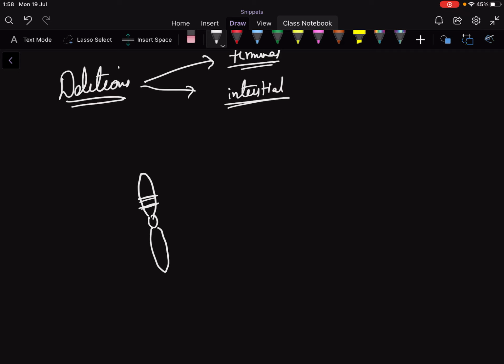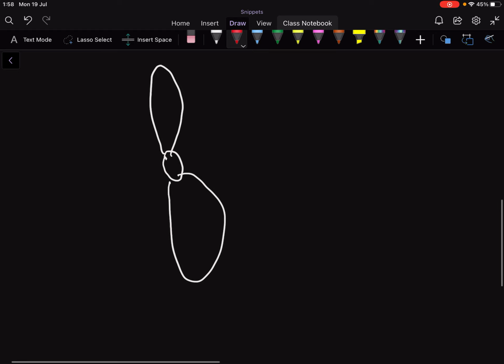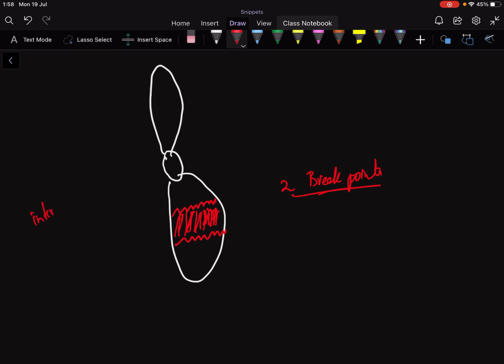Let me draw it clearly so you can understand better. This is the chromosome, this is the short arm and this is the long arm. Suppose there are two breakpoints, one breakpoint is here and the second breakpoint is here, and eventually all this part is lost. This is called an interstitial deletion.